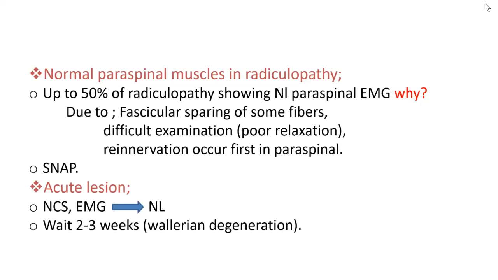The third limitation is in acute lesions. In acute lesions, the nerve conduction study and EMG will be normal, as there is no time passed for Wallerian degeneration to occur. So we have to wait 2 to 3 weeks to give time for Wallerian degeneration to occur and to pick up abnormalities in our test.